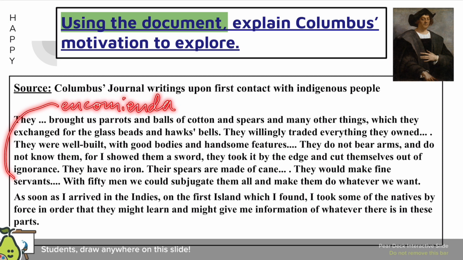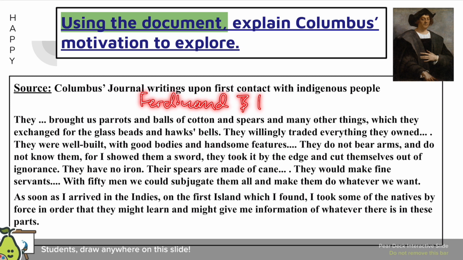With 50 men, not a lot, we could subjugate or control them all and make them do whatever we want. Who is we? Okay, well, we know that Christopher Columbus was sent by the Spanish monarchs to find a route to the spice trade. So he's talking about conquering the Native Americans with a very small army, hardly even an army, and enslaving them for their labor for Spain.